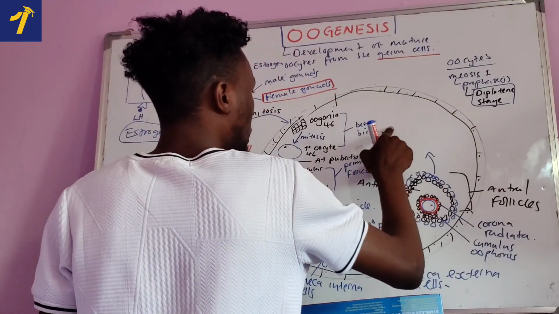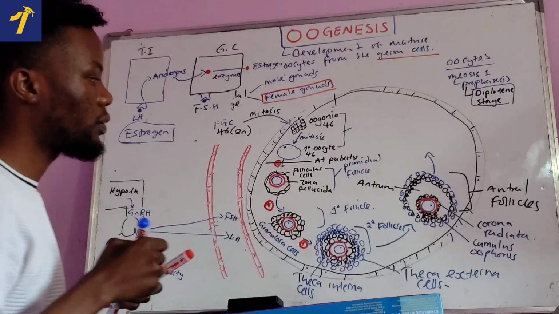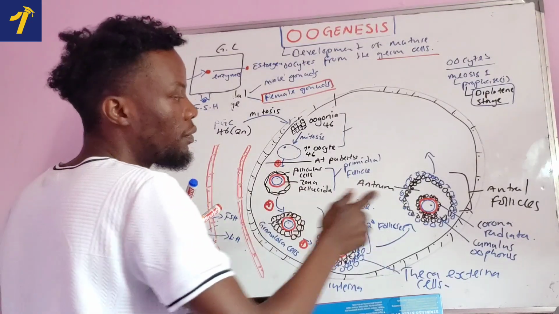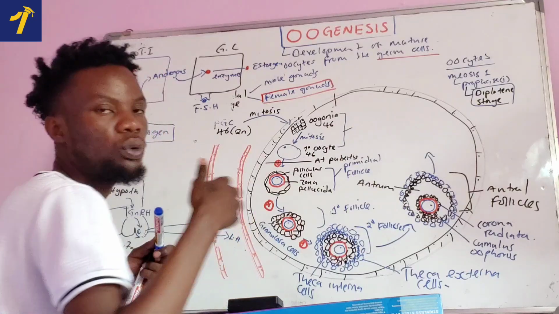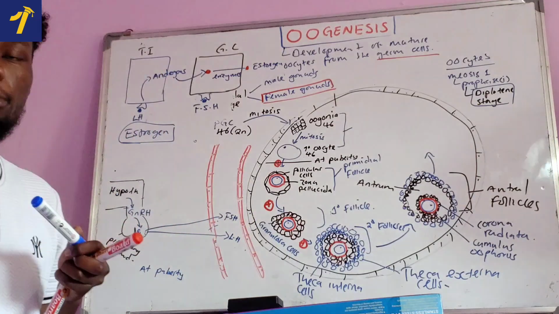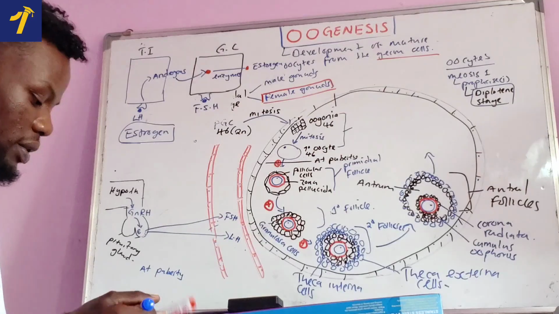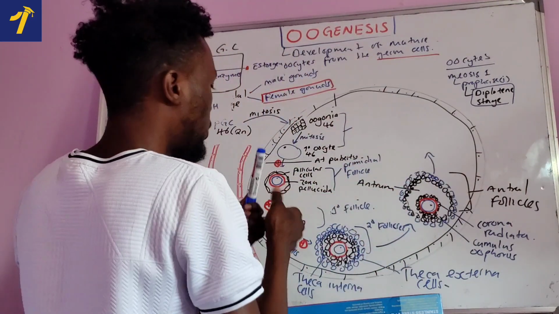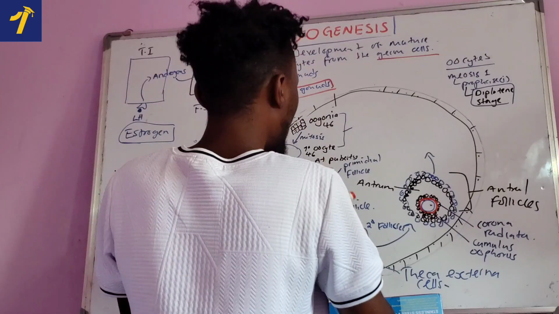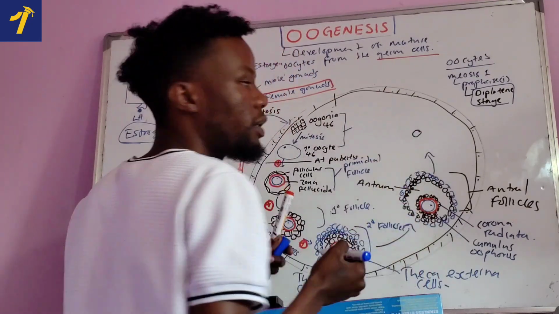Okay. Now, upon development, this antral follicle will start maturing into a very important follicle, which we call the Graafian follicle. Okay, so this one is basically the same structure. It's going to have the same structure. We're going to have the primary oocyte.